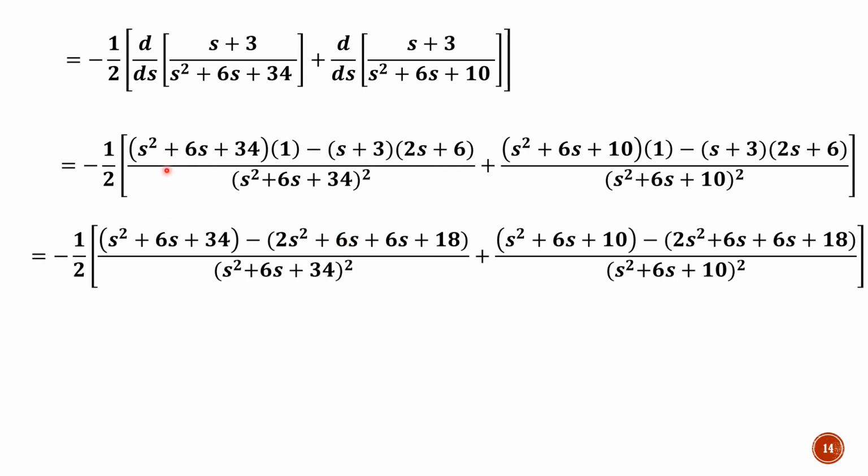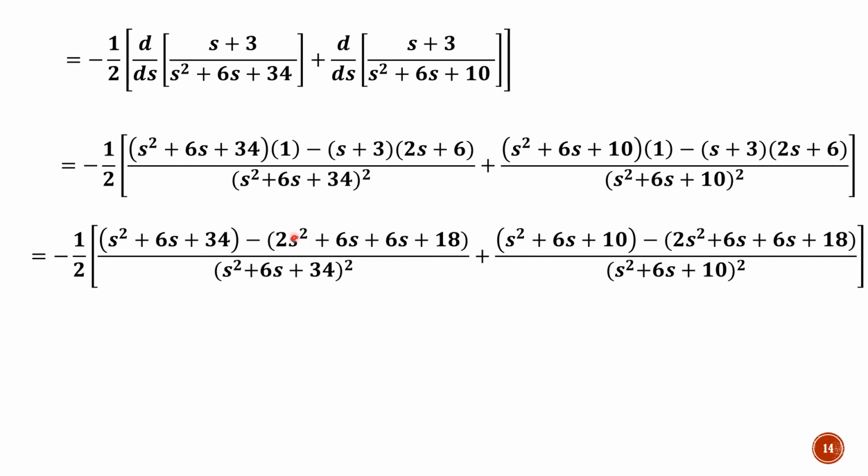So just open the bracket: s square plus 6s plus 34 minus. Now here there are two terms, so open the bracket and multiply these two terms. We will get 2s square plus 6s plus 6s plus 18 upon denominator same. Here also the first term will remain the same. Opening the bracket here, 2s square plus 6s plus 6s plus 18 upon the denominator.